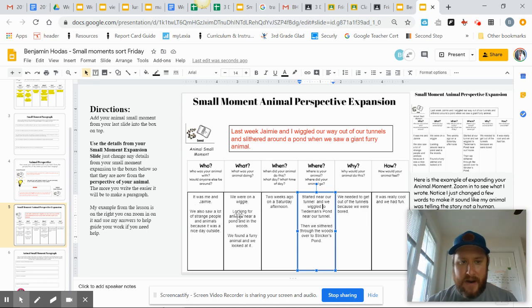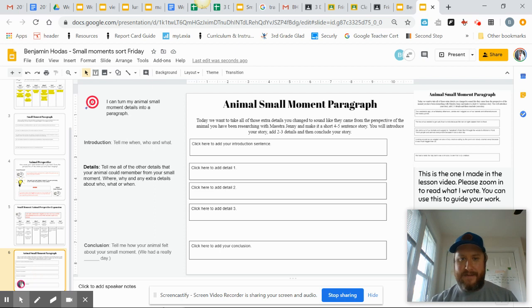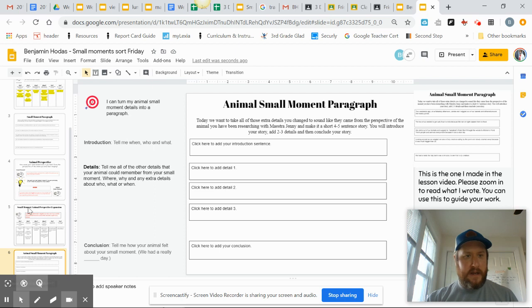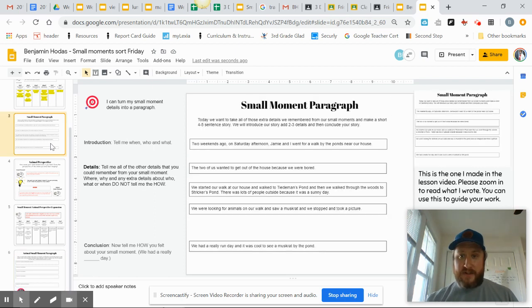So I want to try to add a couple of those details into one sentence. All right. I'm going to pause this so that now you're just thinking about how you might want to word that. Like, how is that going to sound good? You might want to go back to your small moment paragraph to see how you did it the first time from the human perspective. So I said 2 weekends ago on a Saturday afternoon, Jamie and I went for a walk by the ponds near our house. Okay.